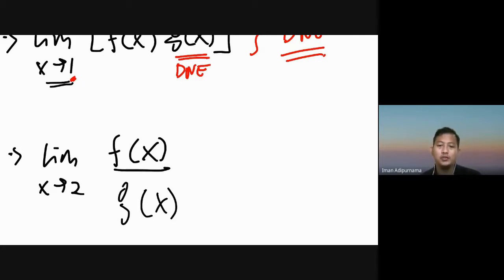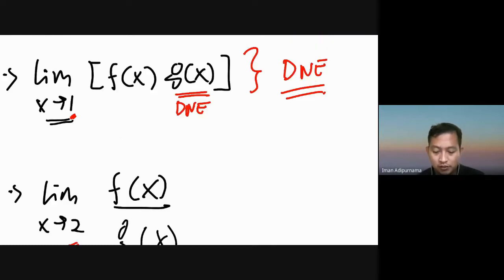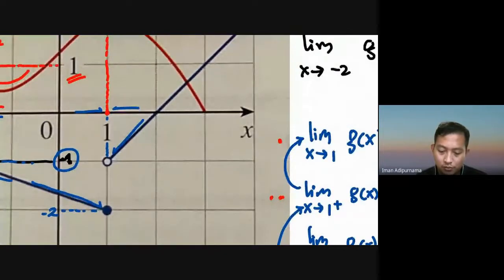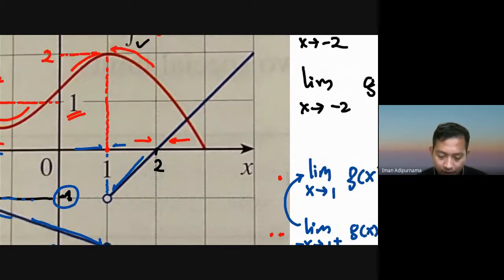The third one, we have the limit as x approaching 2 of f of x over g of x. So we need to find number 2. Number 2 is here. Okay, that's 2. Let's look at x from the left and from the right. For the function f, we got here maybe around 1.5. Let's say it's 1.5.